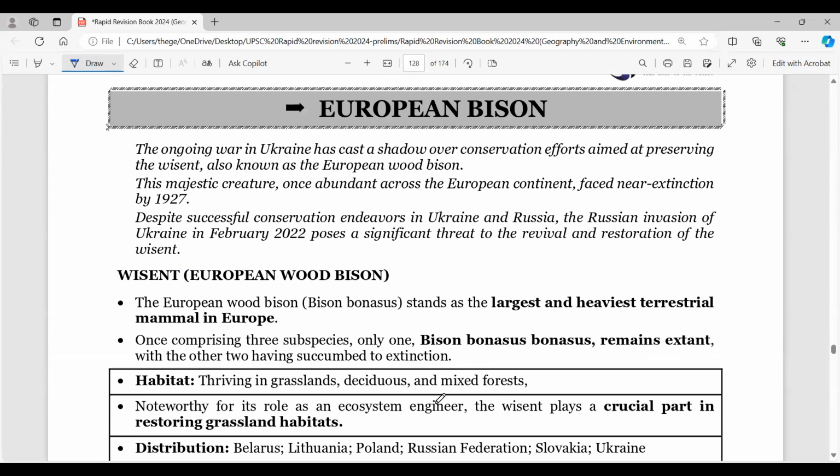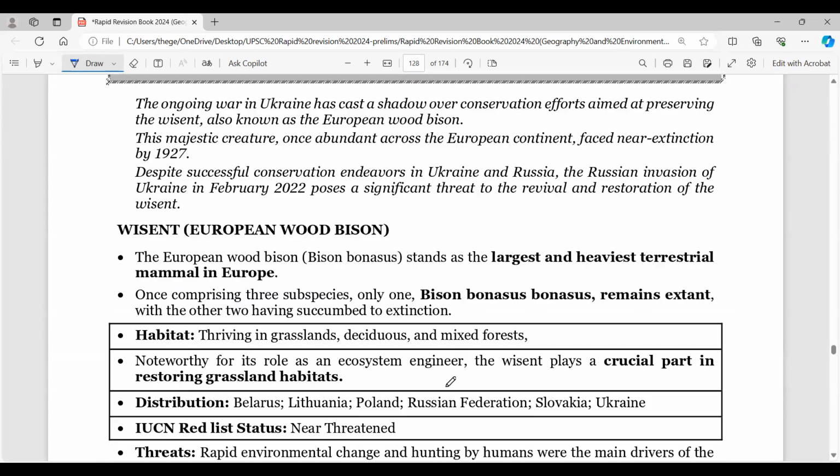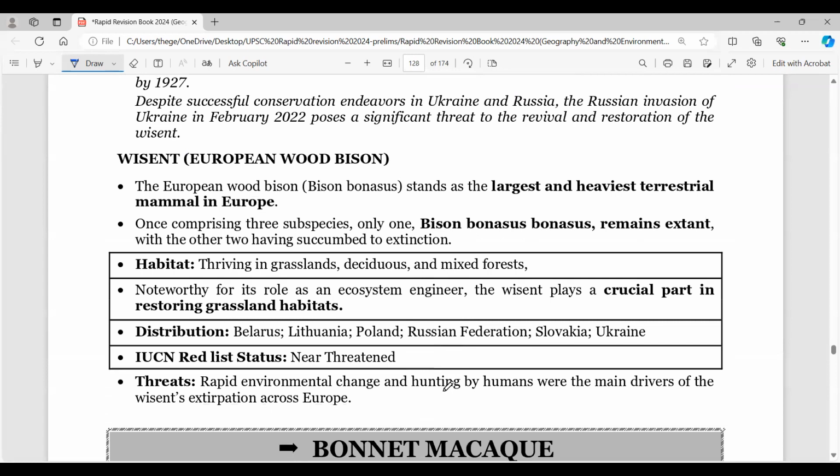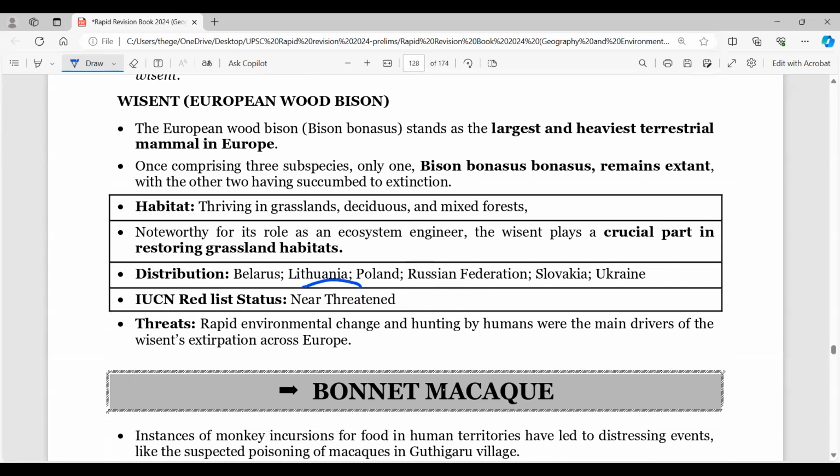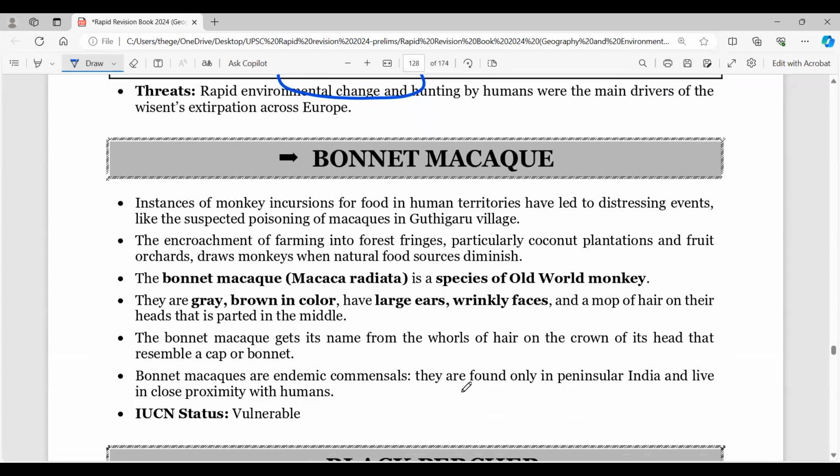And come to European bison. So European wood bison, it's the heaviest terrestrial mammal in Europe, and this is again important, near threatened species. Look into Belarus, Lithuania, Poland, Russian Federation, Slovakia, Ukraine. This is the region where it is found. So mostly grassland region.